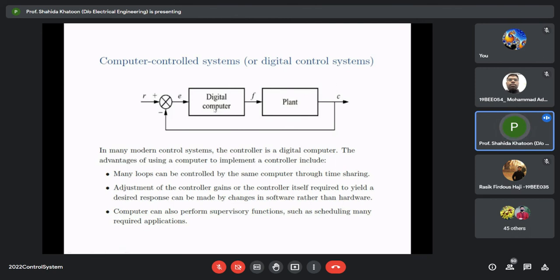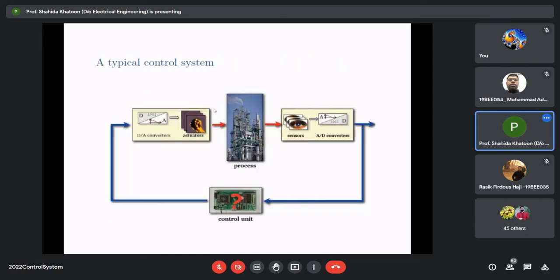In many modern control systems, a controller is a digital computer. The advantages of using a computer to implement a control algorithm is that it can have many loops to be controlled by the same computer through the time sharing mode, right? Adjustment of the controller gains or the controller itself required to yield a desired response can be made by changes in software rather than in hardware, right? So that is another advantage. Computer can also perform supervisory functions such as scheduling many required applications, right? So these are the advantages of using computer as your controller.